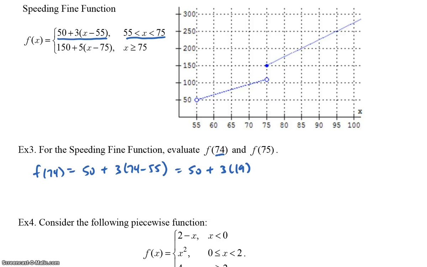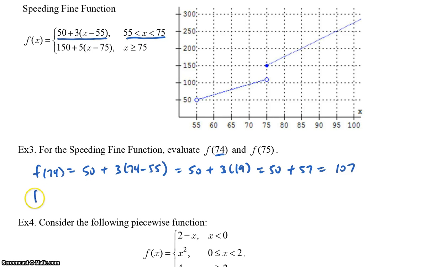19 times 3 is 57. So it's 50 plus 57, which is 107. In other words, your fine for traveling at 74 miles per hour in a 55 zone is $107.